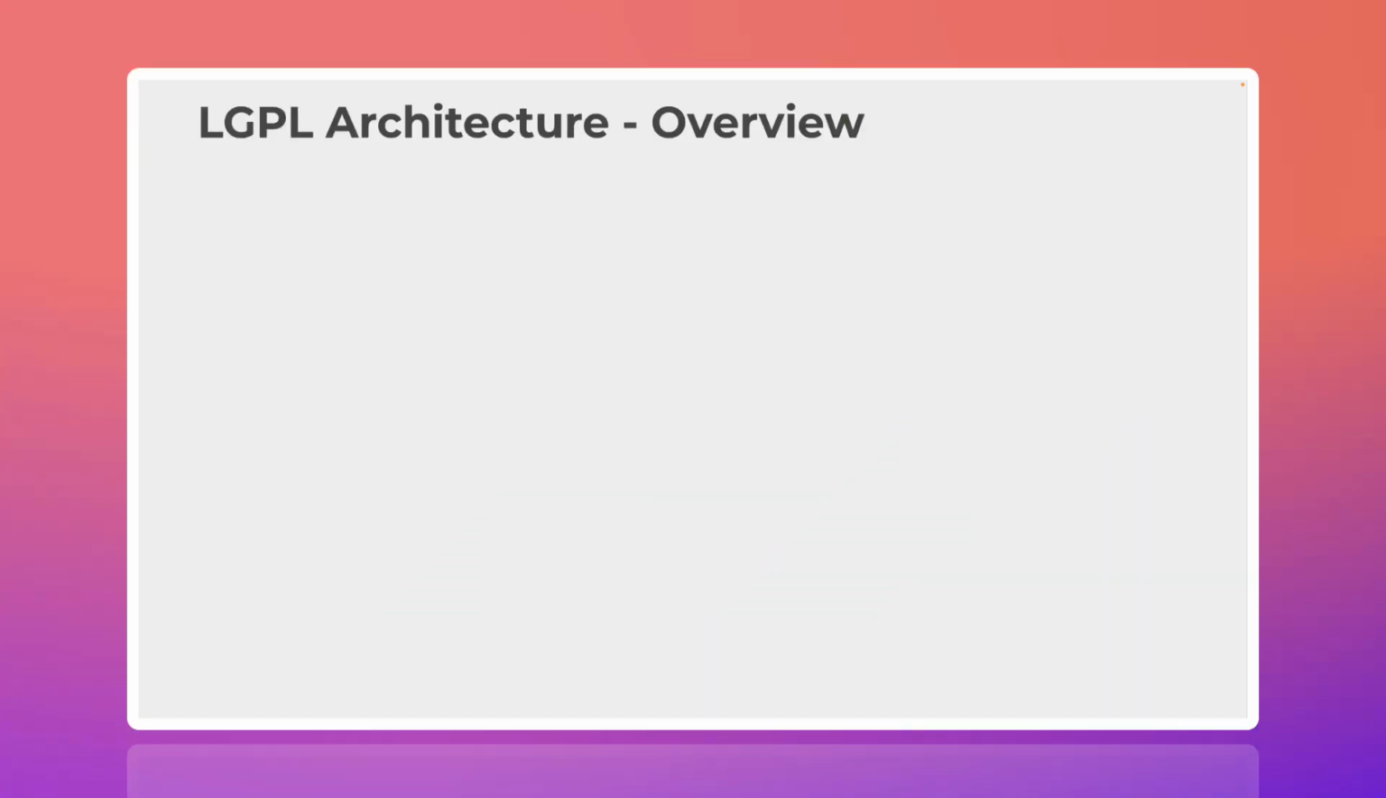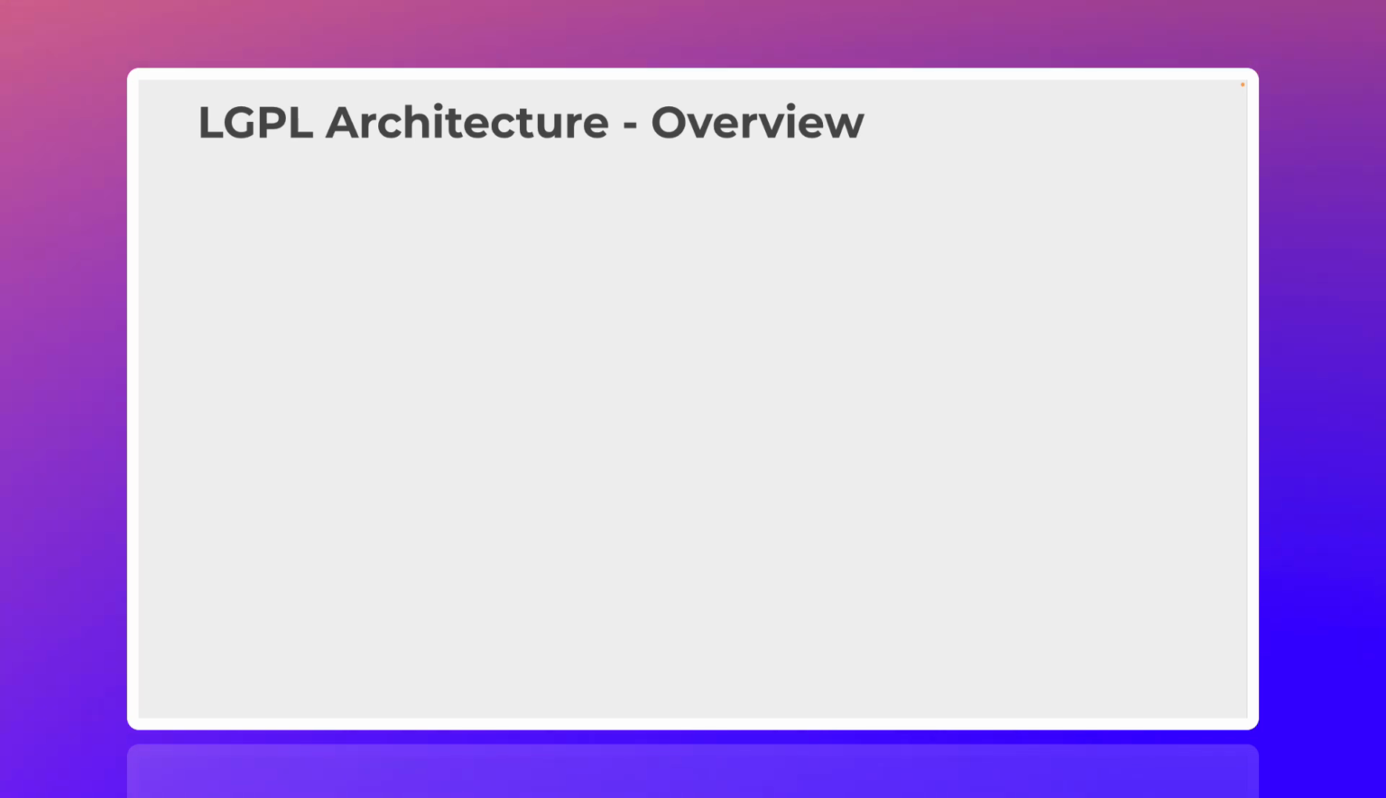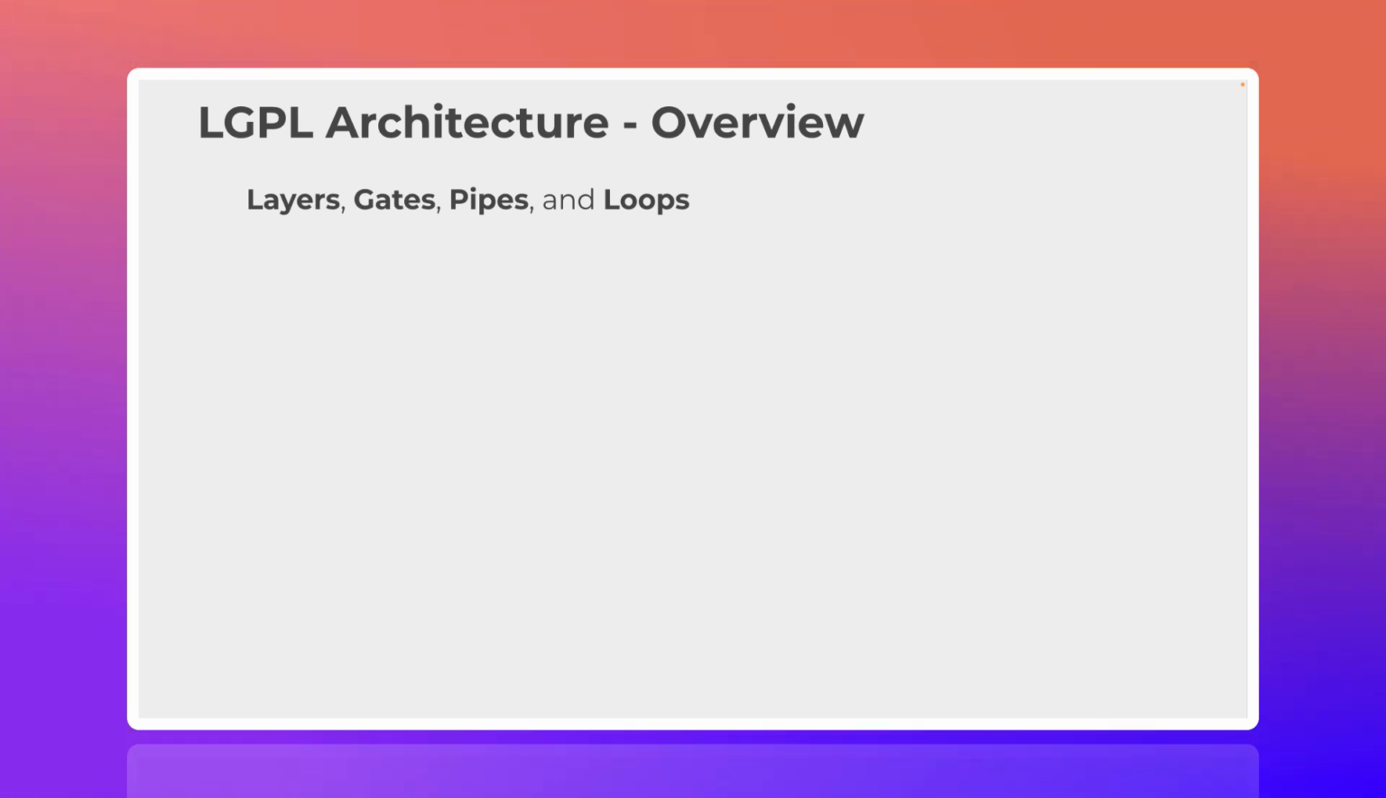To truly understand the LGPL architecture in the context of generative AI application development, we need to break down each component, in this case layers, gates, pipes, and loops, into their distinct roles and how they fit together to form this functional, scalable, and of course, secure architecture. So essentially what we have is layers, gates, pipes, and loops.